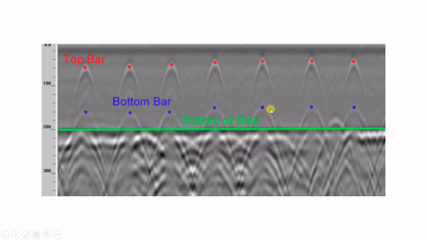If you see the slab here, you see the top bars on the top and then the bottom bars, and below them you have the bottom of the slab. So from this you can identify the thickness of the concrete slab also. This is an application of GPR.